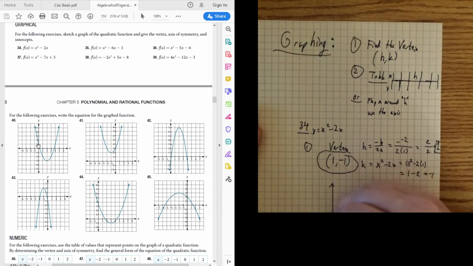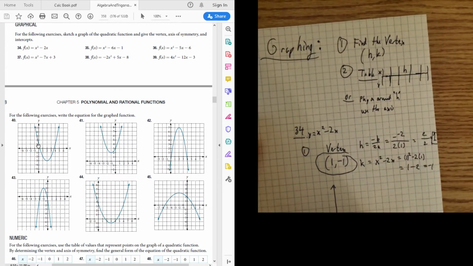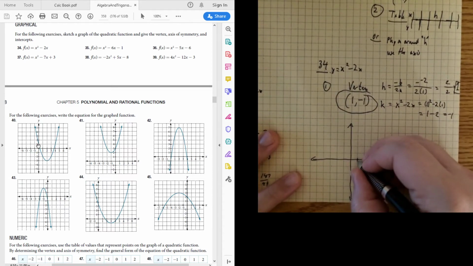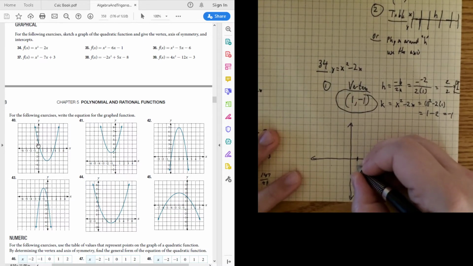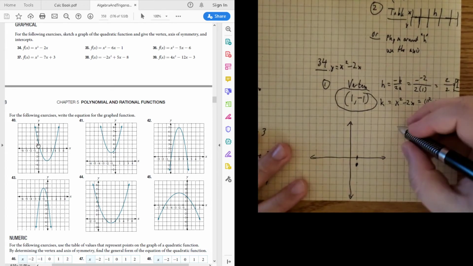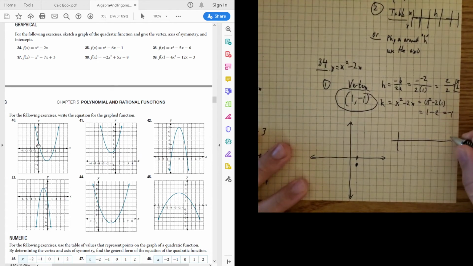So, step 1. Find the vertex. It's the point positive 1, negative 1. So there's my vertex. Now, to find the next points, I'm going to make a table.